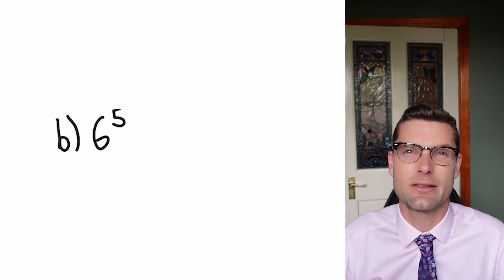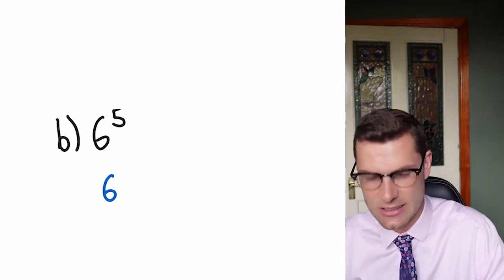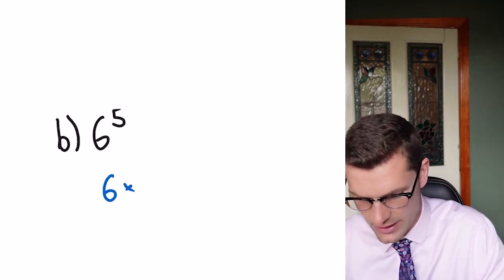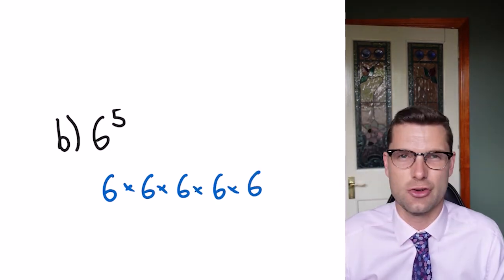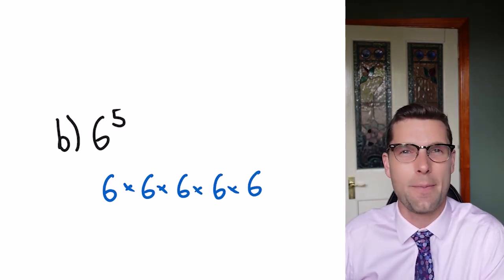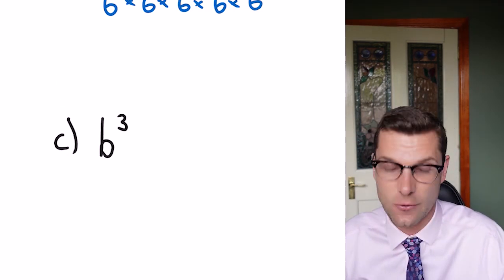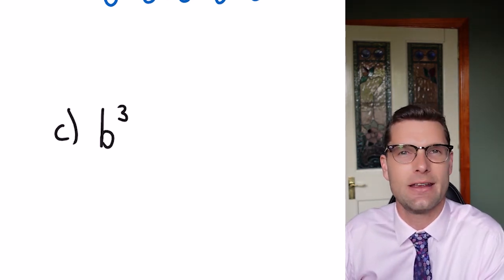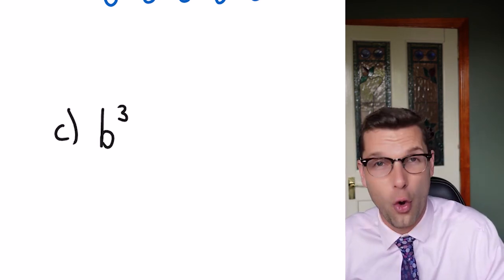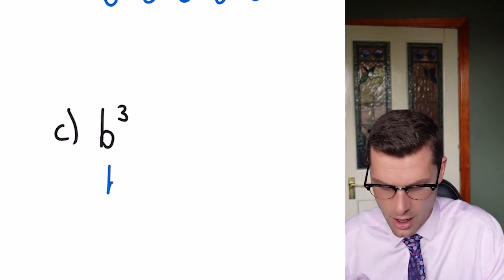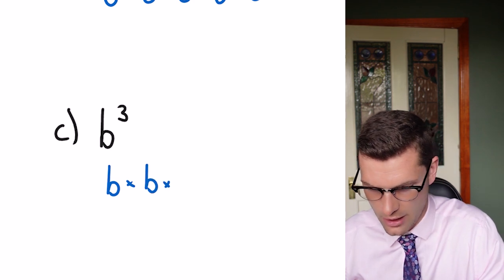This next one, 6 to the power of 5. 6 is the big number, multiplied by itself 5 times. And that is all we have to do. Finally, this happens again with algebraic terms. If you've got b to the power of 3, just because it's a letter doesn't mean we change anything. All this is saying is that we have b multiplied by itself 3 times.